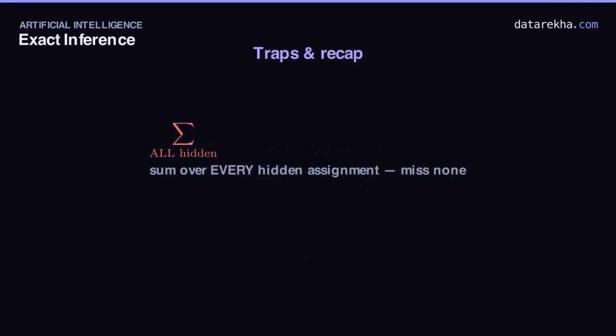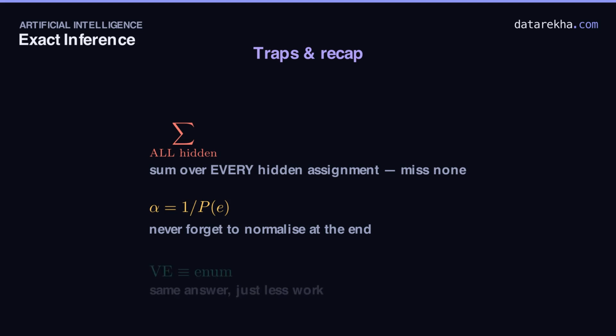3 traps to sidestep. 1. You must sum over every hidden assignment, all of them. Skip a value, and the marginal is simply wrong. 2. Don't forget alpha. The summed numbers are unnormalized joints. You must divide by the probability of the evidence, so the answer sums to 1. And 3. Variable elimination is not a different, looser method. It gives the exact same answer as enumeration. It merely reuses shared work, so it's faster.